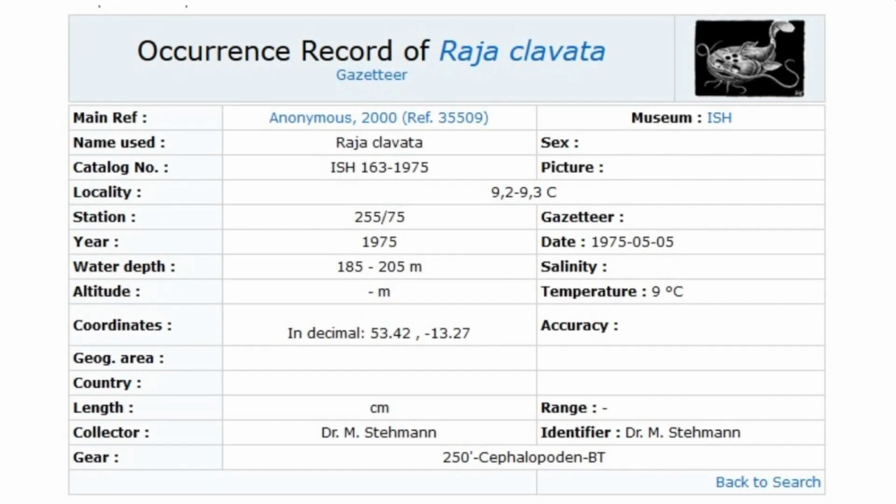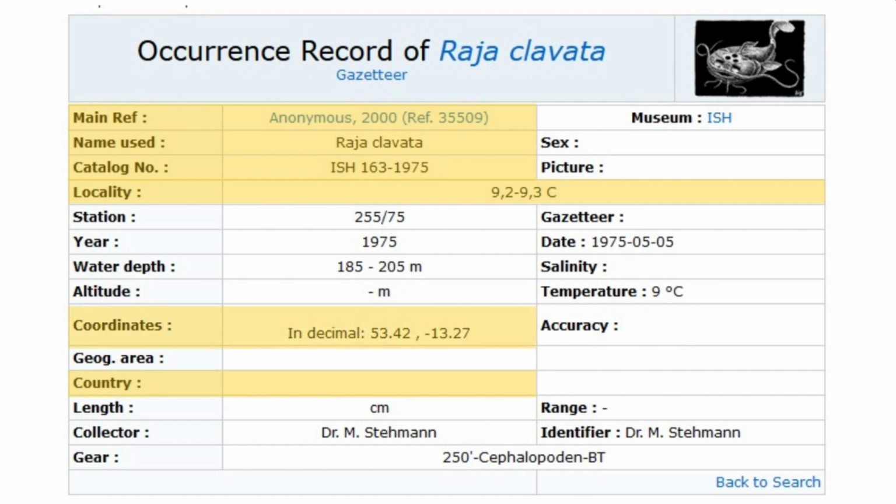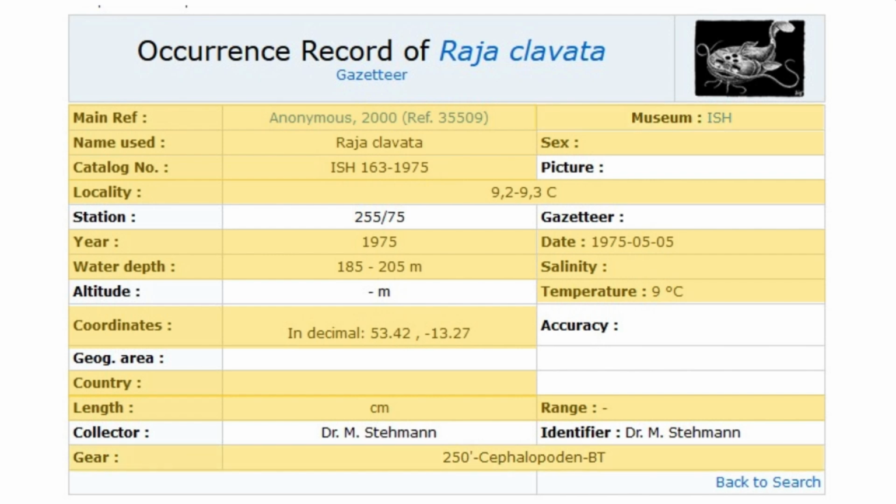The occurrence table provides more specific information, starting from the reference used, name used in the reference, catalog number, locality, and country. Other information available are the occurrence points, latitude and longitude, depth range, year of recorded occurrence, date, time, sex, size, habitat where collected, gear used, collector and identifier, etc.